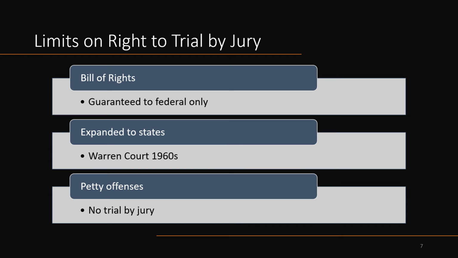Now for petty offenses, there's no trial by jury. Petty offenses typically are offenses that do not end in jail. Now some states allow it. For instance, Texas will allow you to have a jury trial for a petty offense. So if you get a speeding ticket, you are entitled by law to have a jury trial for that speeding ticket.